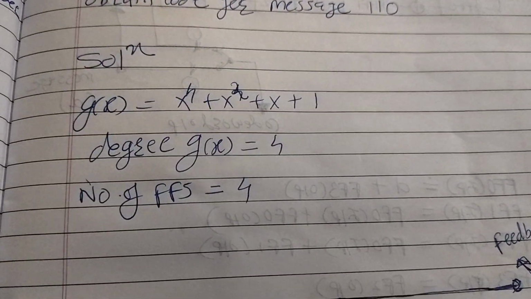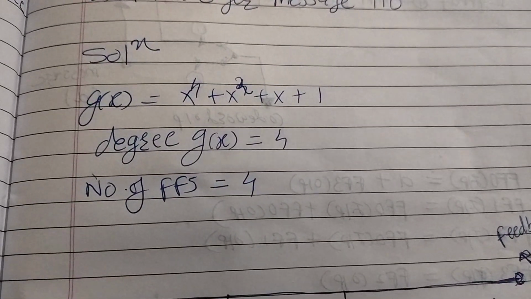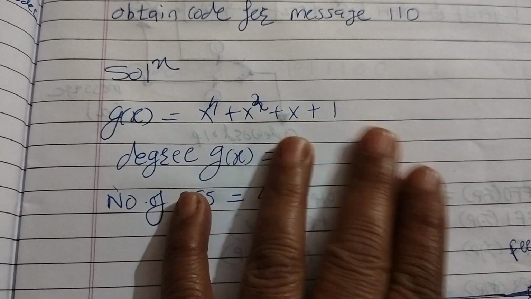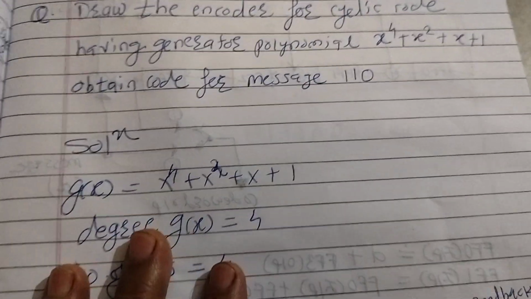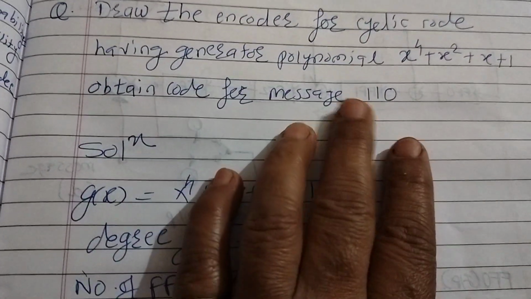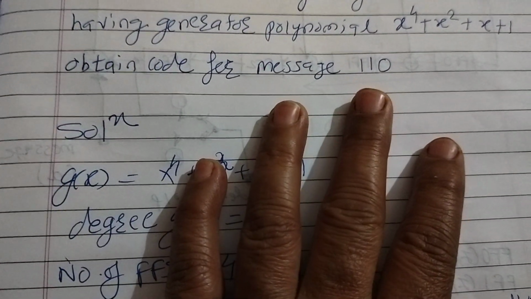So for drawing the encoder, we need the generator polynomial. So here the generator polynomial is x raised to 4 plus x square plus x plus 1. Now the code is, so how can we find the code n? What is the value of n?